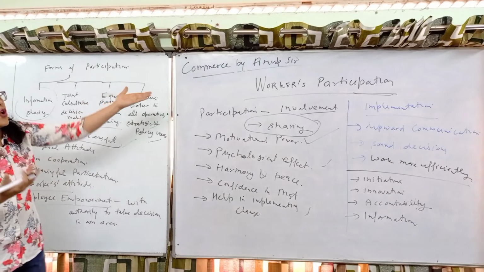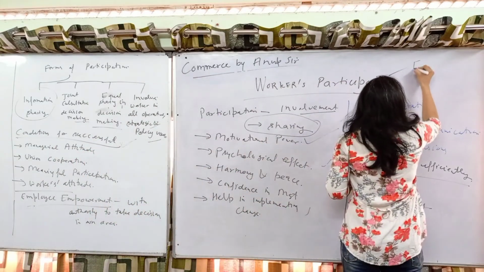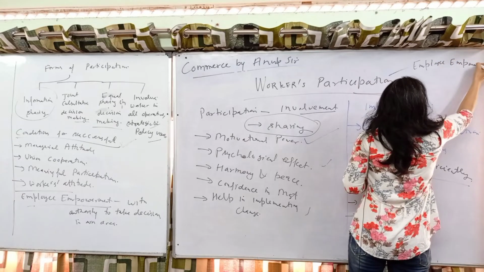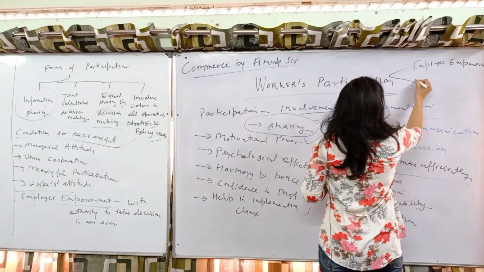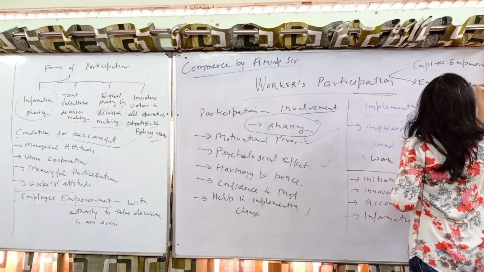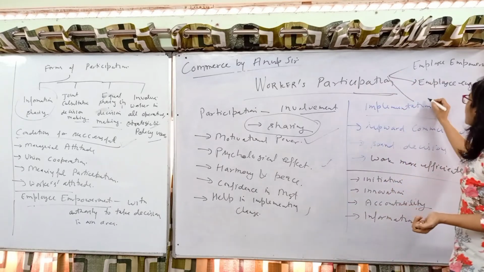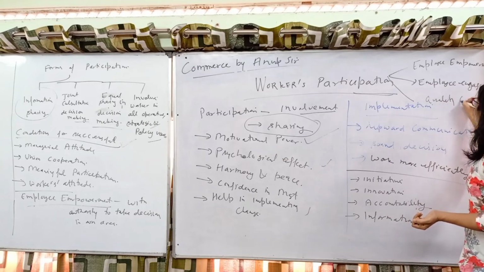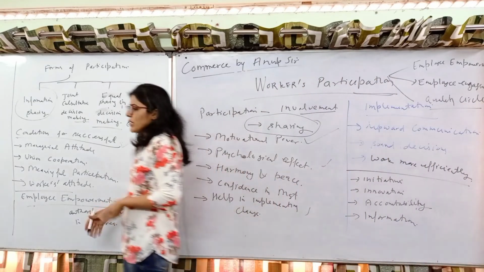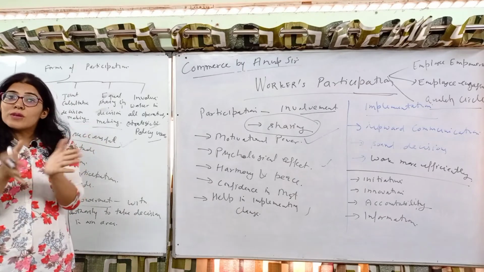Next, as we talked earlier, there are different forms of workers' participation. One form is employee empowerment. Second form is employee engagement. And a contemporary form is quality circle. These are the modern forms. First is employee empowerment. Empower means to give them power.